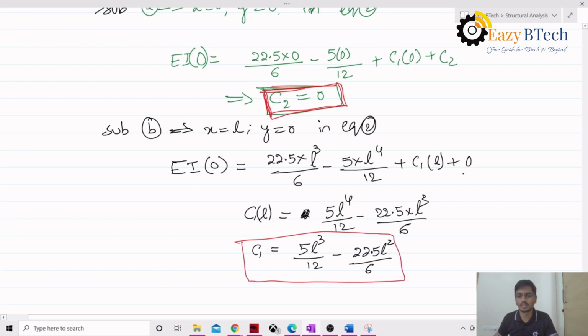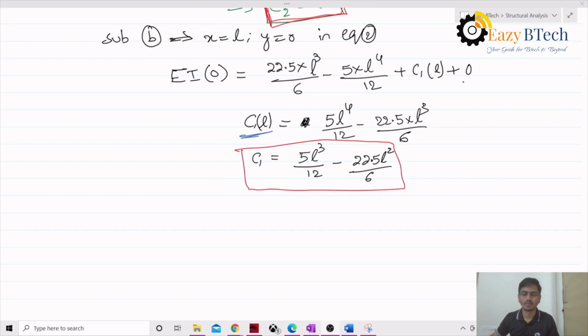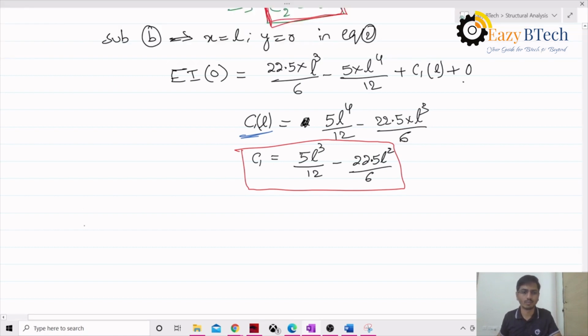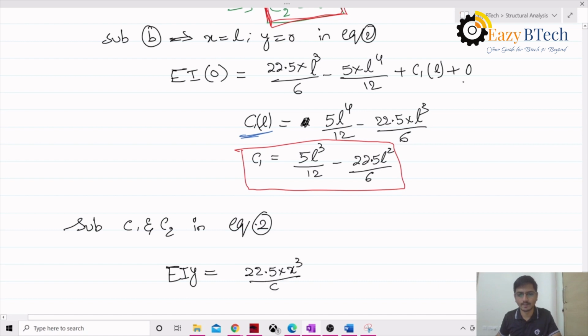Now let us substitute these C1 and C2 values in equation 2. So we'll get EIy equal to 22.5 x cubed by 6 minus 5 x power 4 by 2 plus, I can directly substitute this C1 in.